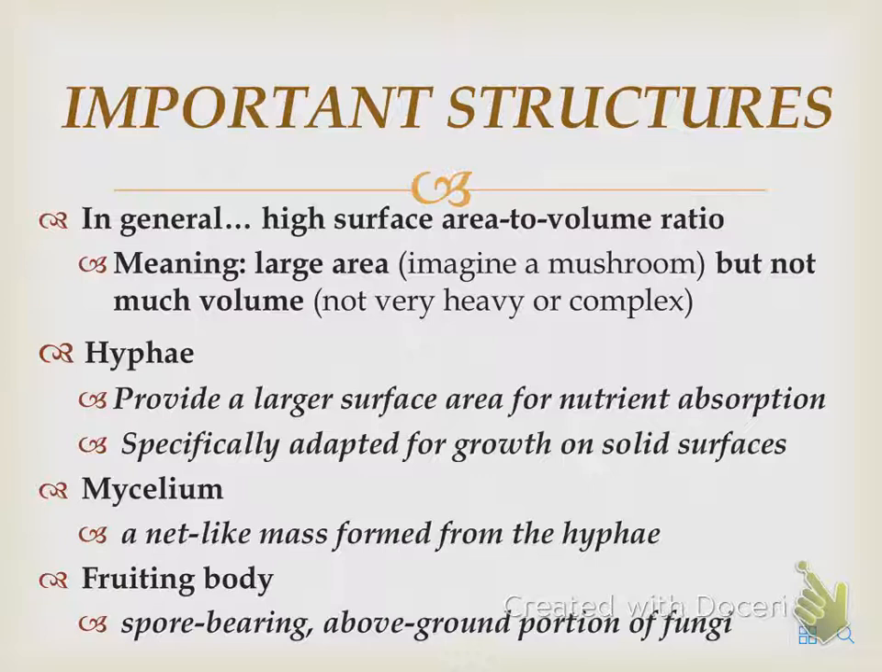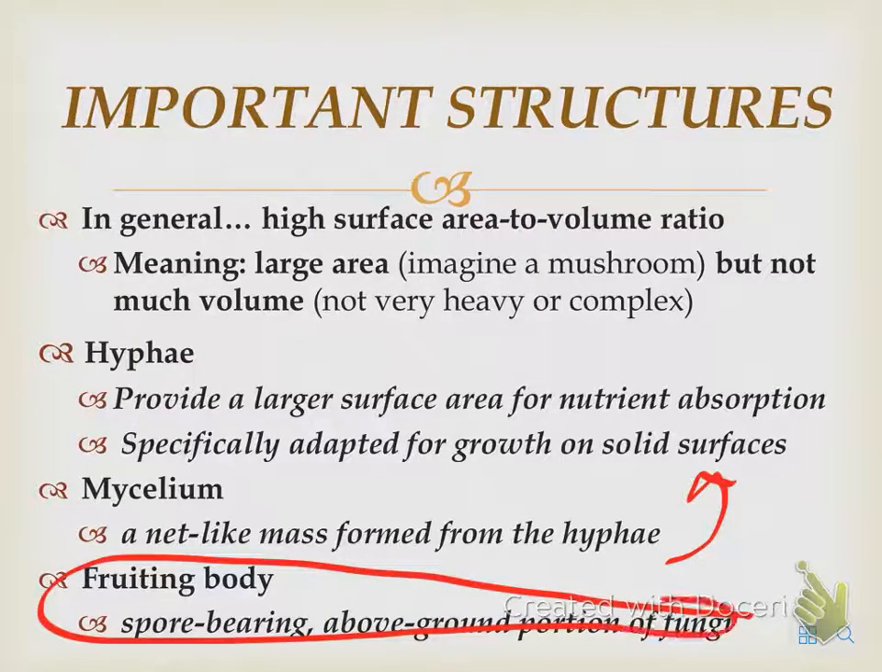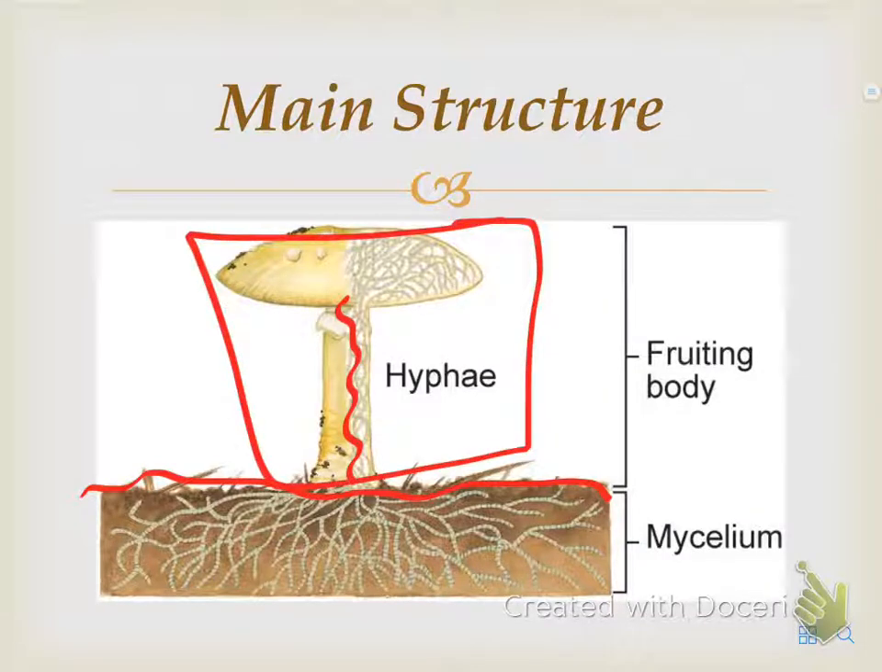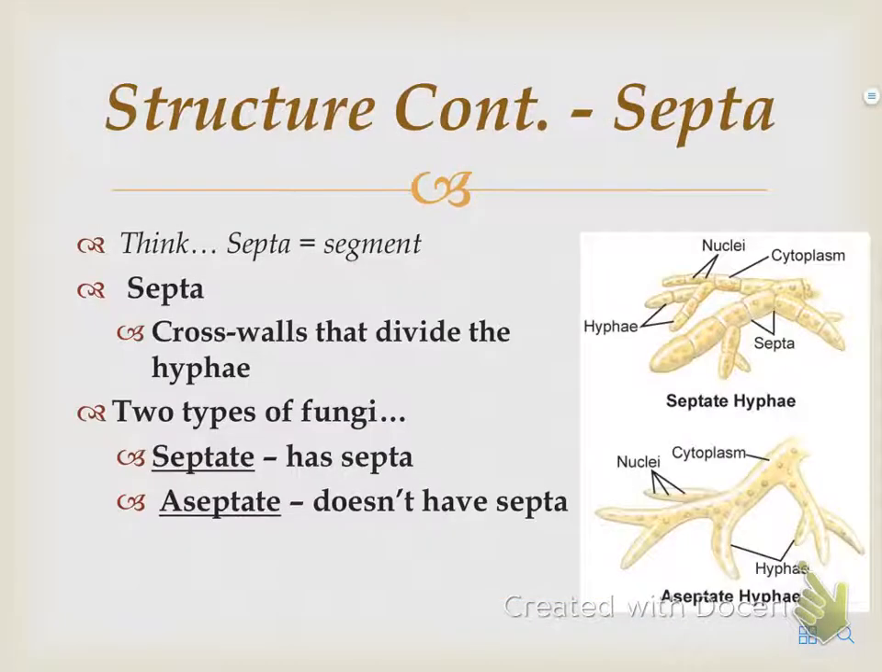The mycelium is the net-like mass formed from the hyphae, and then the fruiting body is, of course, the part that you are most familiar with, that above ground portion of the fungi. So here's that in picture form. So the mycelium is everything below ground, and then the fruiting body, the hyphae, goes up into the fruiting body, and then the fruiting body is this whole structure that you imagine when you imagine a mushroom.